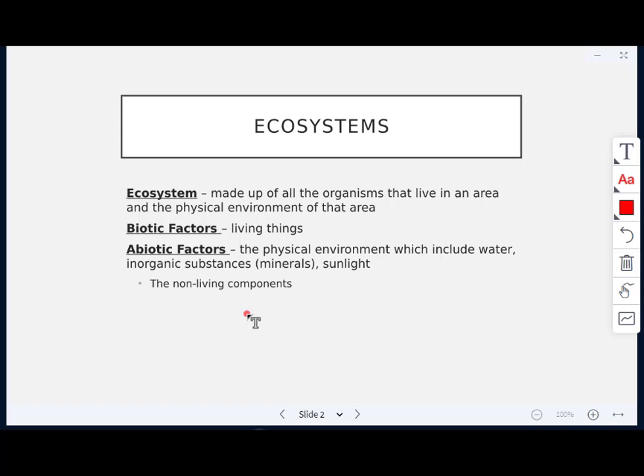So recall that biotic factors are the living things and abiotic factors are the non-living components. So any physical environment such as the water, the temperature, any inorganic substances like minerals and rocks, and sunlight, those are all abiotic factors. Biotic factors are anything living. So again, to remember that, bio means living, abio would mean non-living. And then an ecosystem is made up of biotic and abiotic factors.